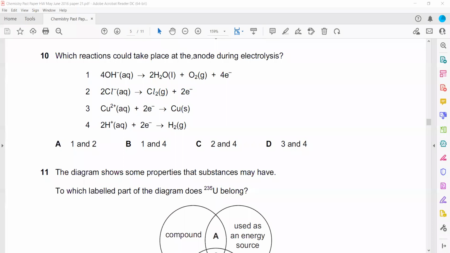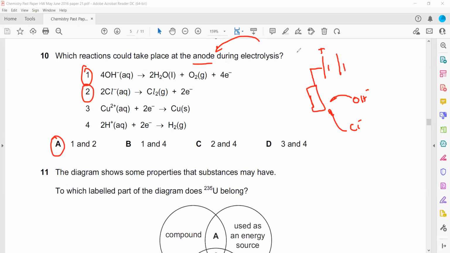Which reaction could take place at the anode during electrolysis? The anode is a positive terminal, so negative ions will be attracted. Positive ions cannot be attracted towards the anode. So OH- ions can be attracted towards the anode, and chloride ions can be attracted towards the anode. Negative ions are not attracted towards the cathode, they are attracted towards the anode. So directly A is the right answer, because the anode is an electrode which is connected with the positive terminal. So it always attracts the negative ions.